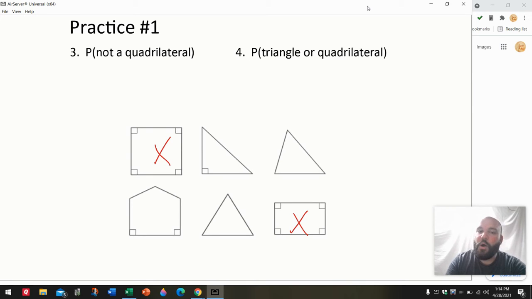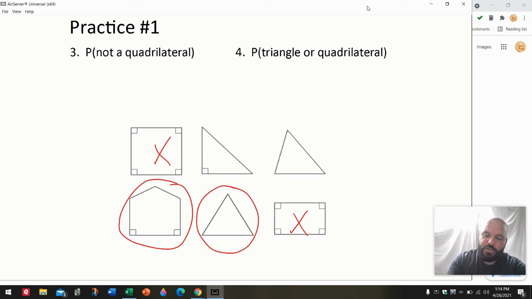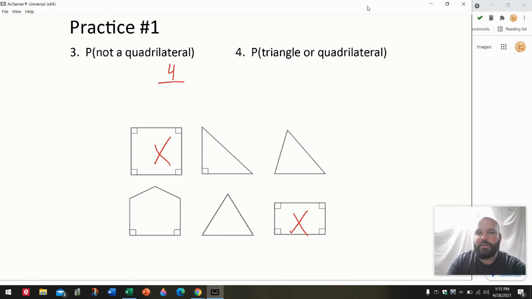Well, how many of them are not quadrilaterals? Well, you can see there are actually four shapes that are not quadrilaterals. Therefore, when they ask us for the probability of not picking a quadrilateral, there are four shapes that are not quadrilaterals, and that is out of a total of 6 shapes. So we would need to reduce that. So it's 4/6. Those are both divisible by 2. And when we do that, we end up with 2/3.